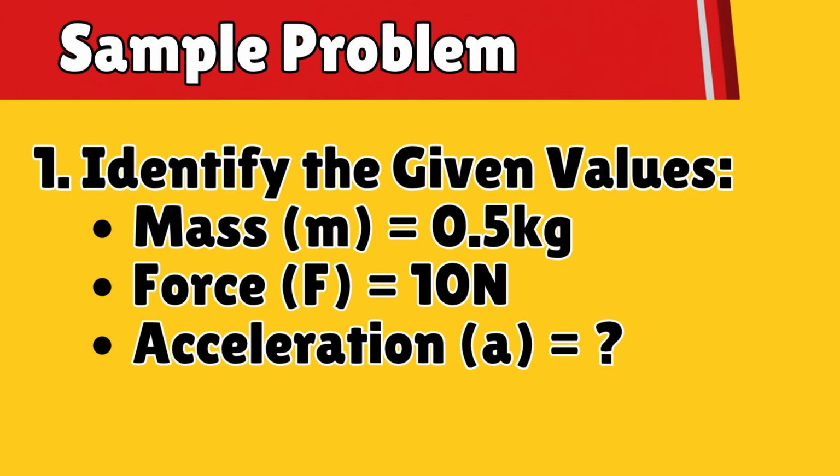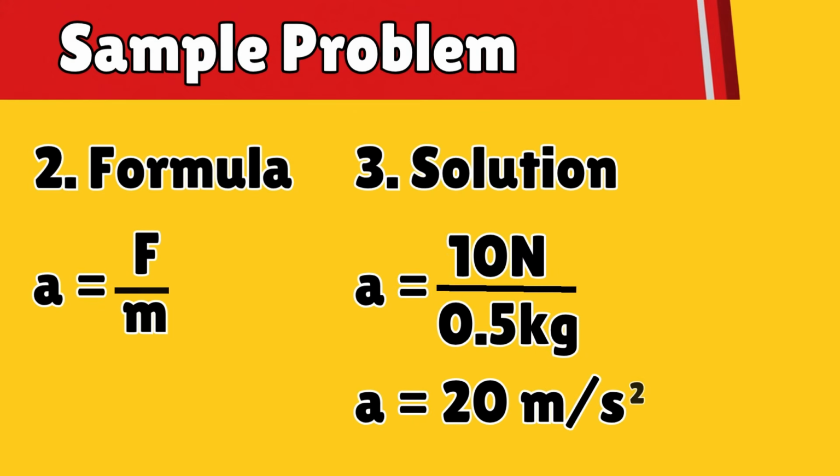So, to solve the problem, we need to identify the given values. First is the mass, that is 0.5 kg. Next, the force is 10 Newton. And the missing is acceleration. Second, we state the formula. A equals F over m, where A stands for acceleration, F stands for force, and m stands for mass.